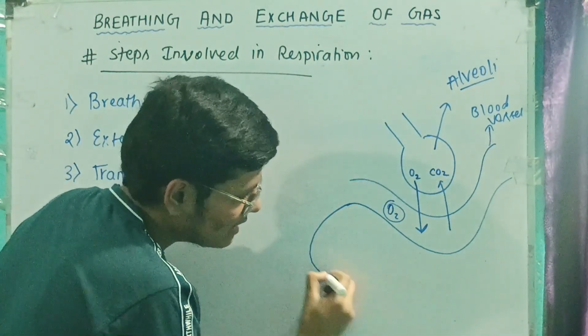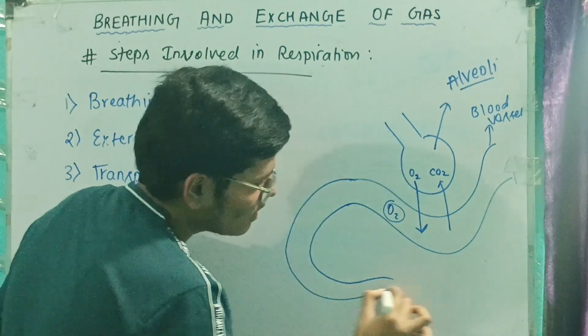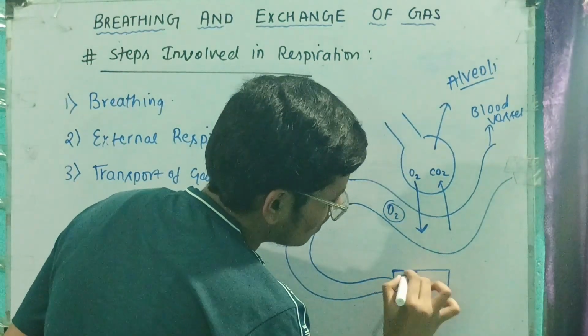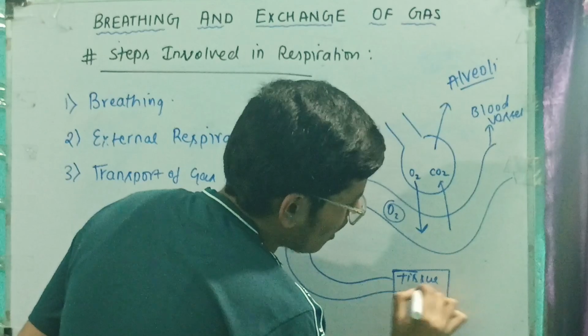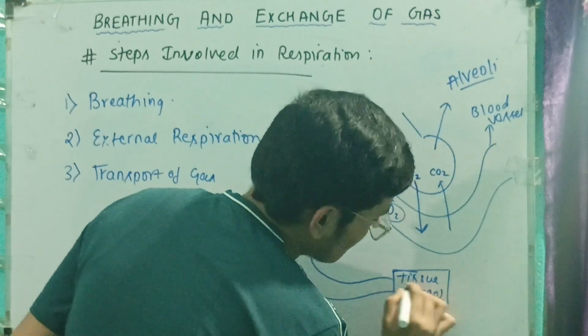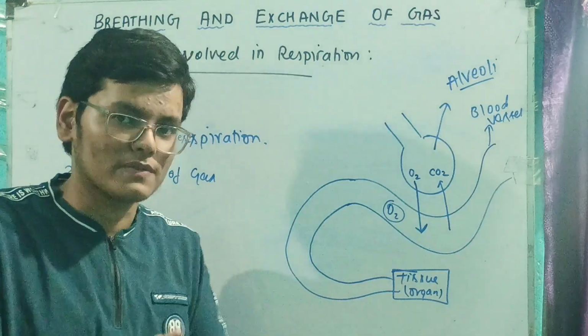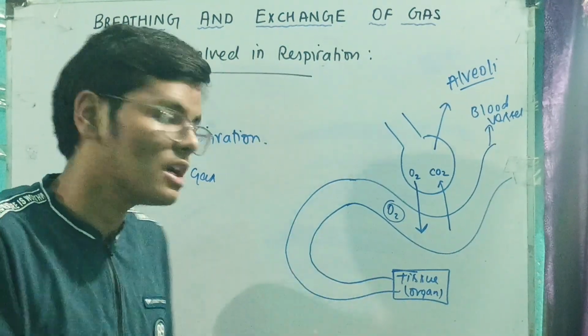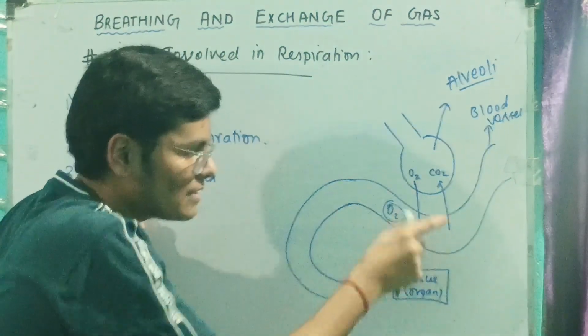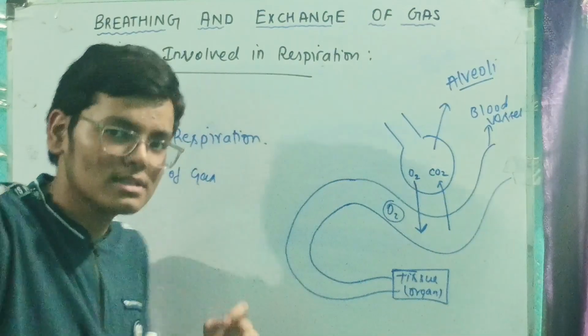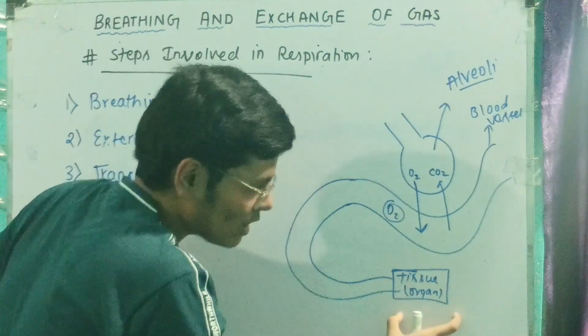This blood vessel later on goes to the tissue or organ or whatever. Ultimately, it has to reach the cells, and tissues are nothing but a combination of cells, and organs are a combination of tissues. So ultimately, this blood vessel which has oxygen containing blood reaches the tissues or organ.